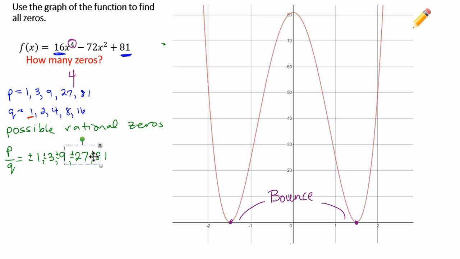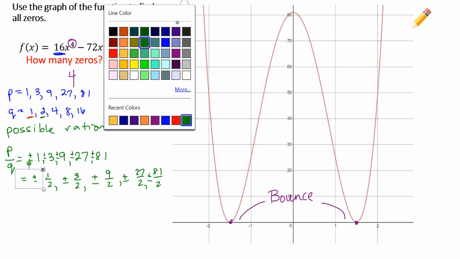Now you're going to repeat the same numbers, but this time you would put a 2 on the bottom. So we're going to go with plus or minus 1 over 2, plus or minus 3 over 2, plus or minus 9 over 2, 27 over 2, and 81 over 2. And then you would reduce any fractions if you could. Now that's not even the full list of it.